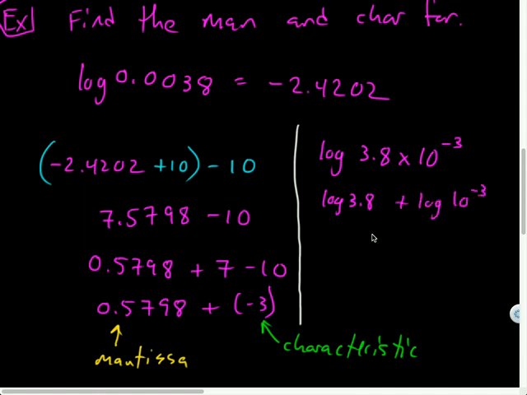And I believe if I do log of 3.8 on my calculator, I get the 0.5798 plus a negative 3. So I could have done it that way as well. Interesting stuff, perhaps.